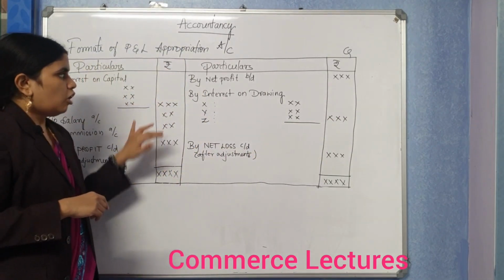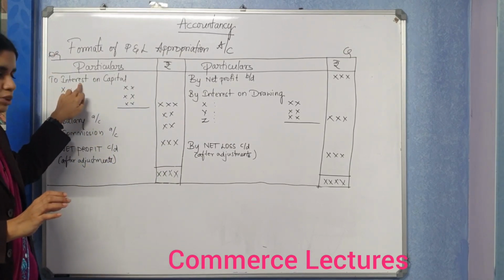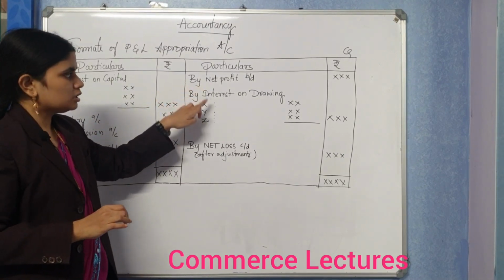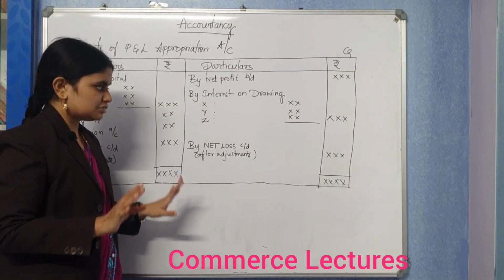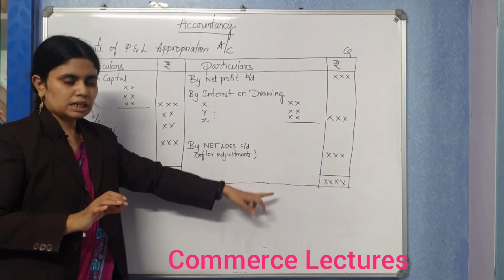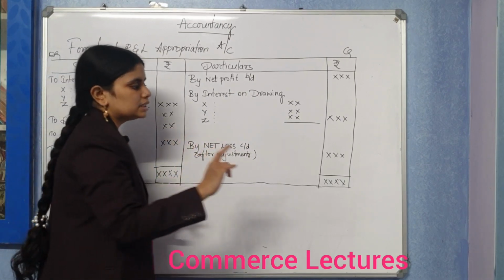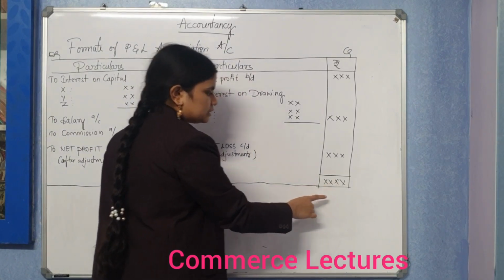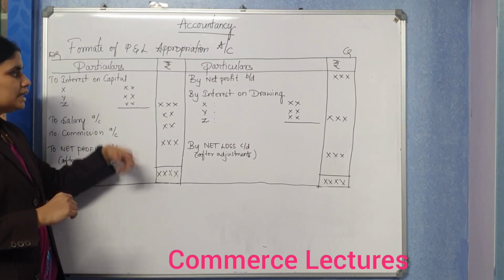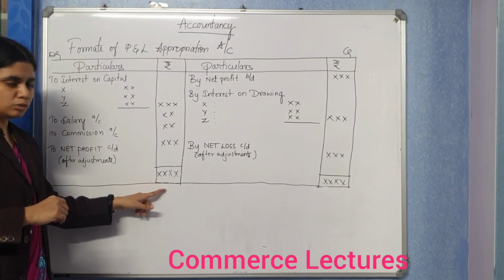After doing all this, you will have five things: interest on capital, salary, commission, by net profit brought down, and by interest on drawing. Next you have to add all those amounts on both sides. Wherever you get the highest, always you will get the highest on the credit side. If you get the profit, record the same amount here and subtract interest on capital, salary and commission from this total amount.